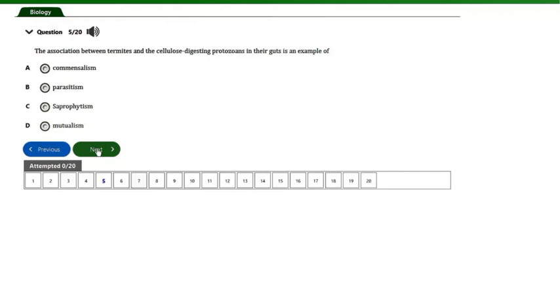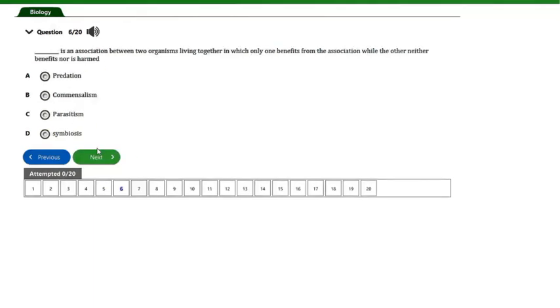So just like we explained earlier on, the cellulose digesting protozoans in the guts of the termites will help them digest the cellulose which they are unable to digest. And then on the other hand, these protozoans gain protection and shelter in the guts of these termites. So guys, let's look at the next question, and that's question number 6.